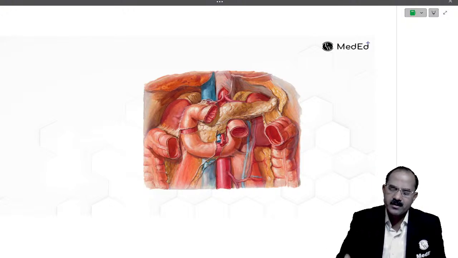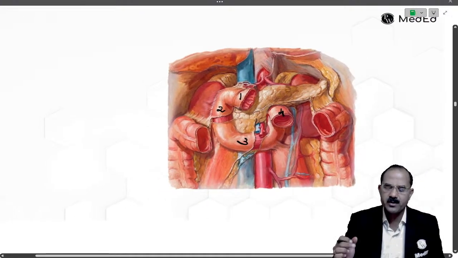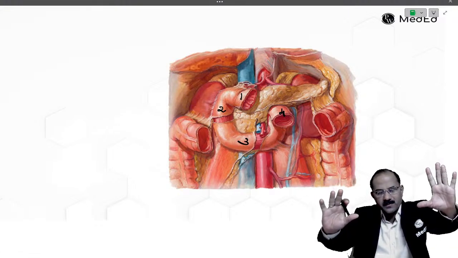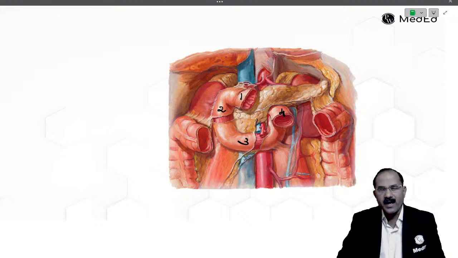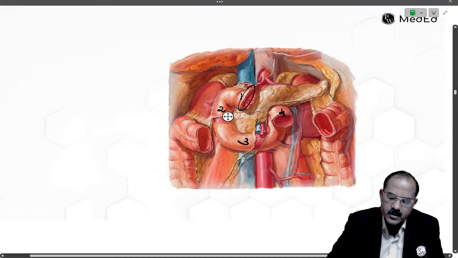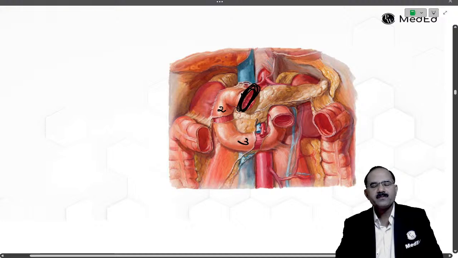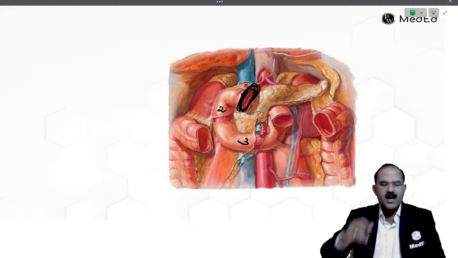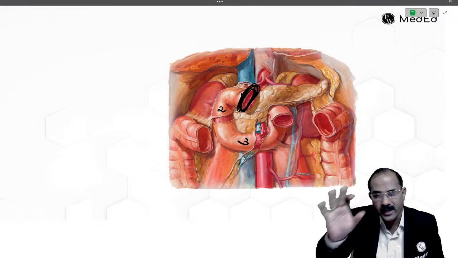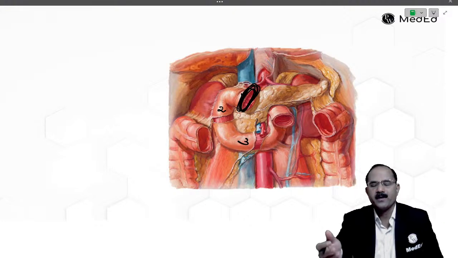This is the first part, that's the second part, that's the third part, and that's the fourth part of the duodenum. Four parts of the duodenum: first, second, third, and fourth. The entire duodenum is retroperitoneal, except, answer this, a small area of the first part and a small area of the fourth part, which is intraperitoneal. Not the entire first part. Half of the first part and half of the fourth part is intraperitoneal.